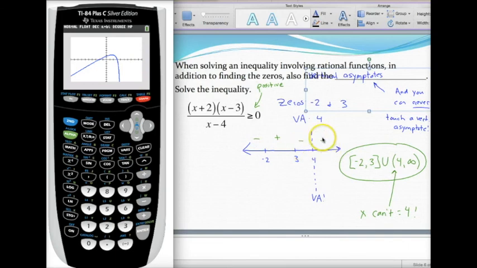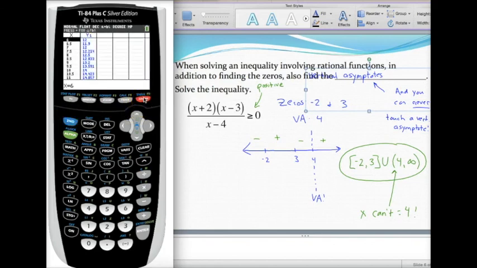And then finally, on my graph, I don't see anything. But if I double check my table, remember sometimes it's a good idea to use your table and your graph together. If I pick a number bigger than 4, I see that the y value is also positive. It's a number bigger than 4, even though it wasn't on my graph because it was above 10. I can see it's positive.